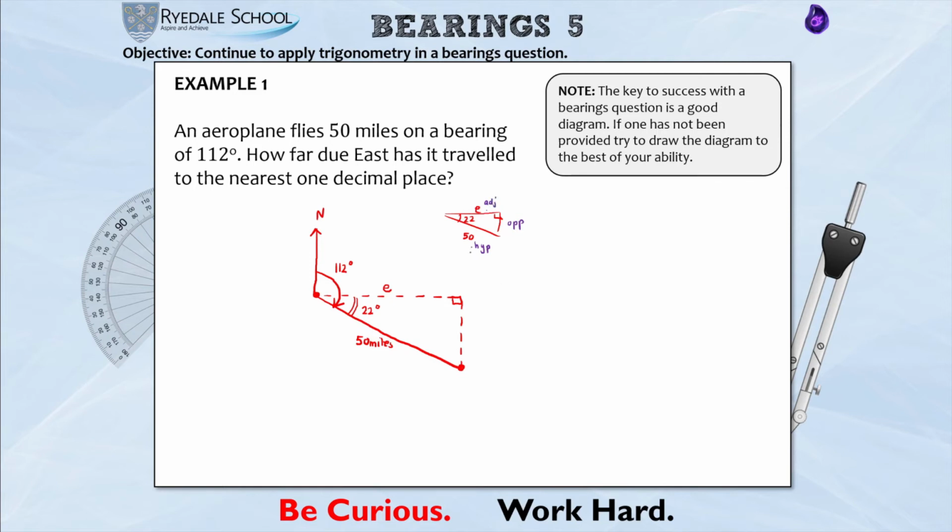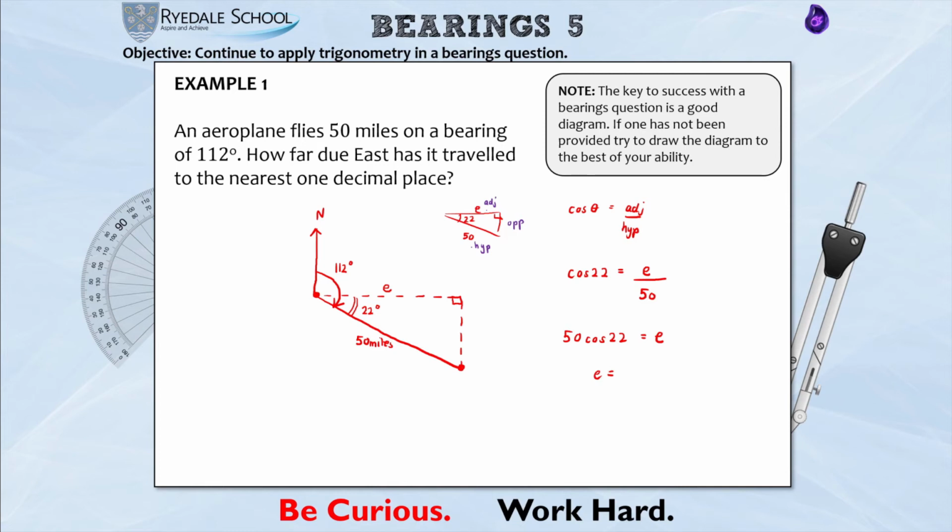So which rule am I using? Well, I know the hypotenuse. I'm trying to find the adjacent. The only trigonometric ratio that works for those is cosine. Cosine theta is adjacent over hypotenuse. So let's pop in what I know. Cosine of 22 equals adjacent E over hypotenuse 50. This is a nice one to rearrange. The divide by 50 becomes a multiply by 50. So E is 50 lots of cosine of 22.